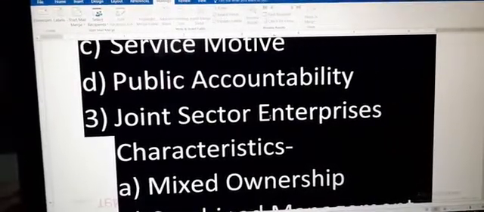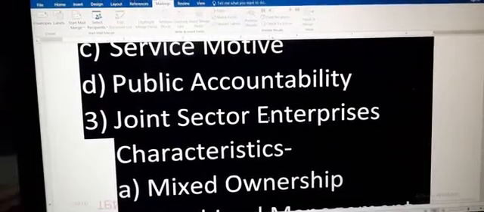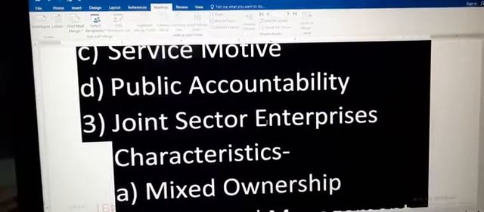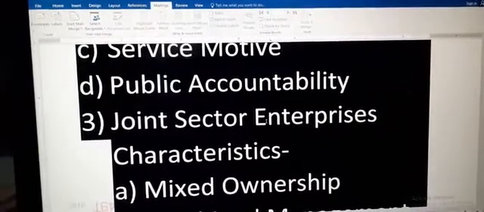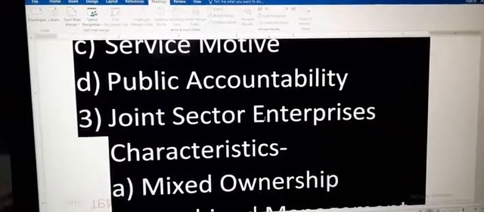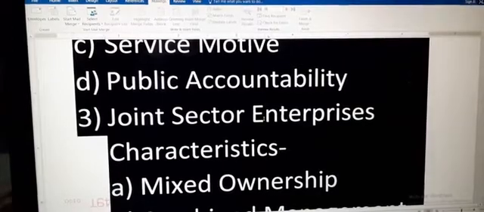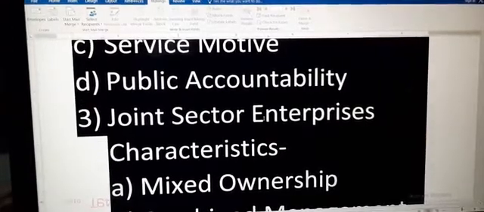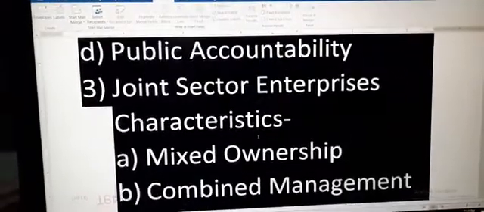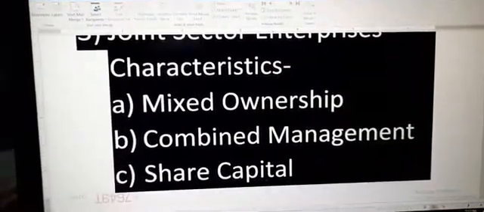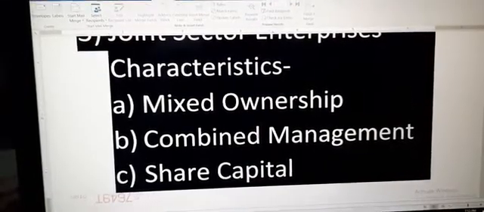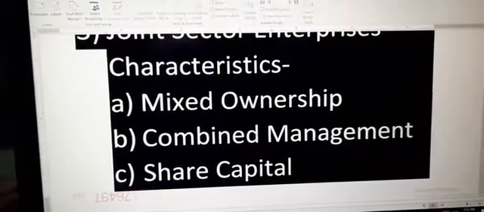Joint sector enterprises means enterprises owned partly by the government and partly by private businessmen. This is a mixture of the public sector and the private sector. So, this is called a joint sector enterprise. Joint sector consists of all those business concerns wherein ownership, management and control are shared jointly by the government and the private businessmen. Now, some characteristics of joint sector enterprises are: mixed ownership, meaning the government, the private entrepreneurs and the investing public jointly own a joint sector enterprise.